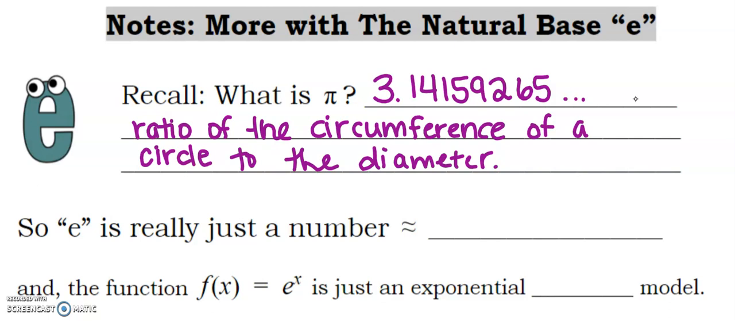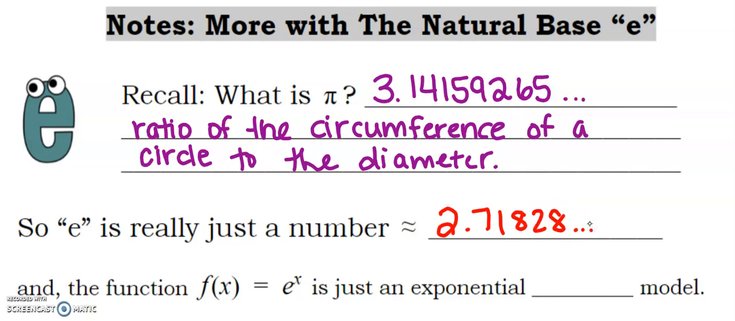So e is in that same transcendental family. e, remember, was that limit as n goes to infinity. Okay, we looked at that building the other day. So e is really just a number, approximately 2.71828. Okay, and it will go on forever.